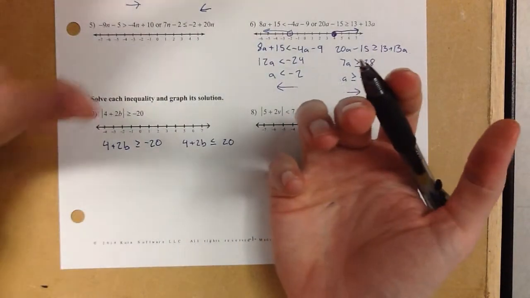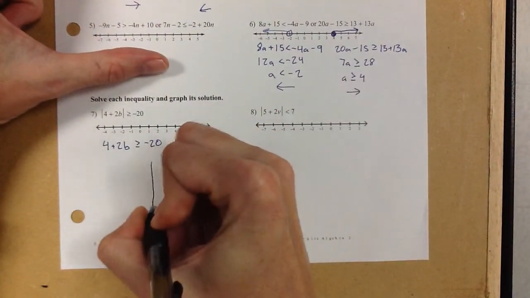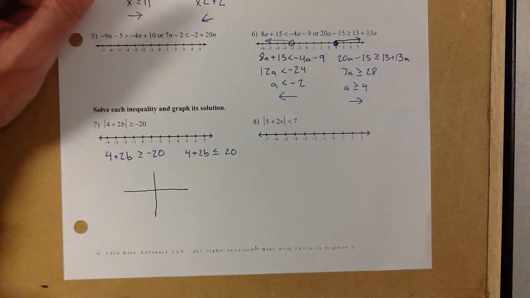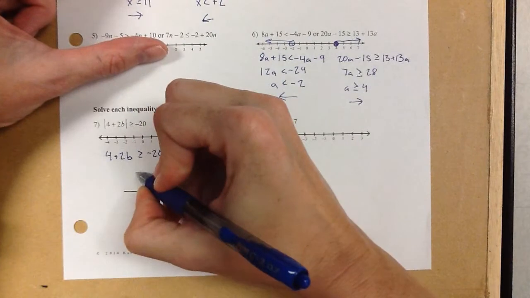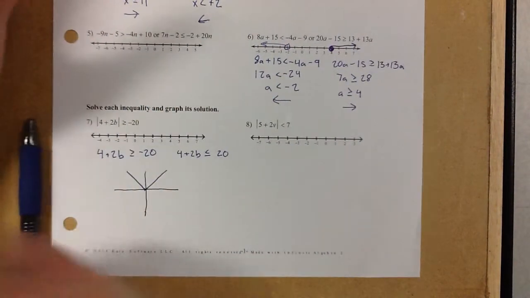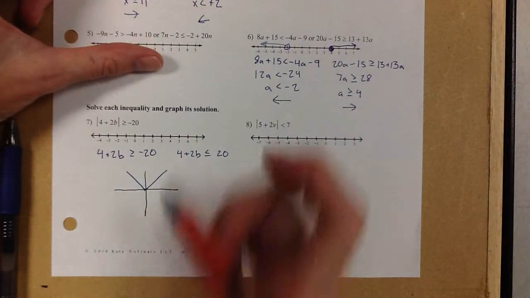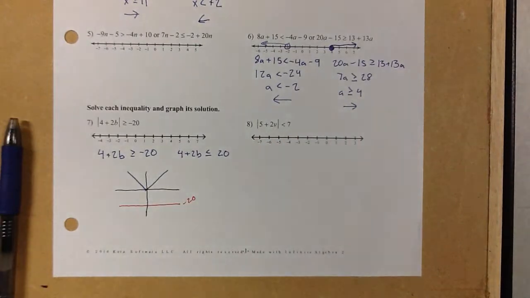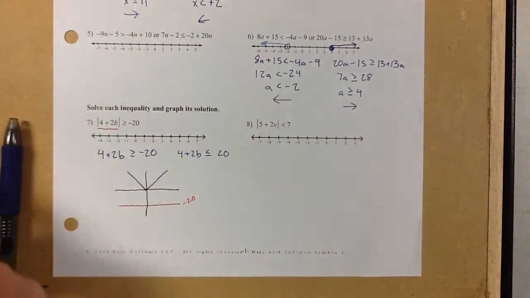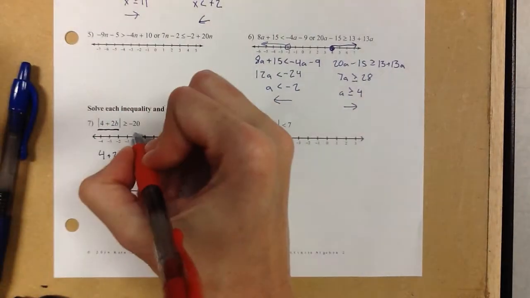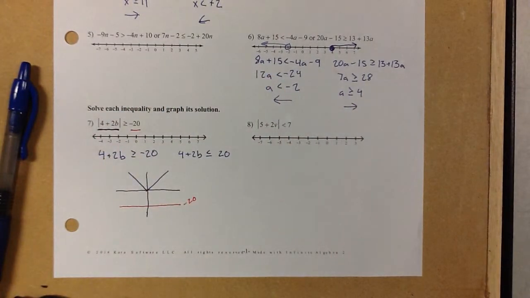Okay, so graphically, this is what you would be looking at. There's my grid. There's your absolute value. That would be that part, kind of. Here's your negative 20. So one way you can look at this is I want to know when is the absolute value up above negative 20.